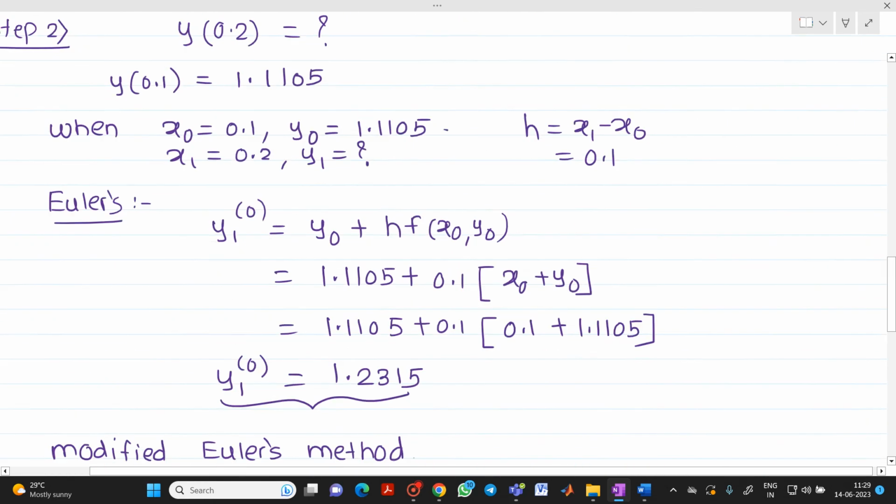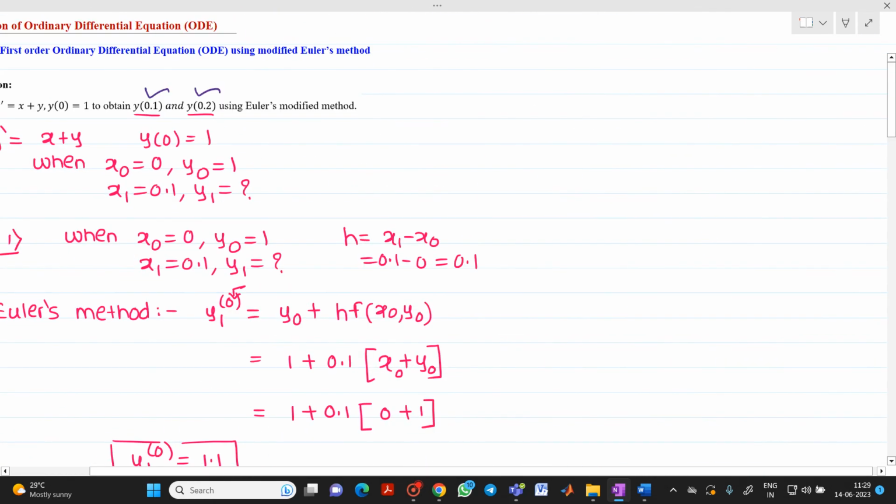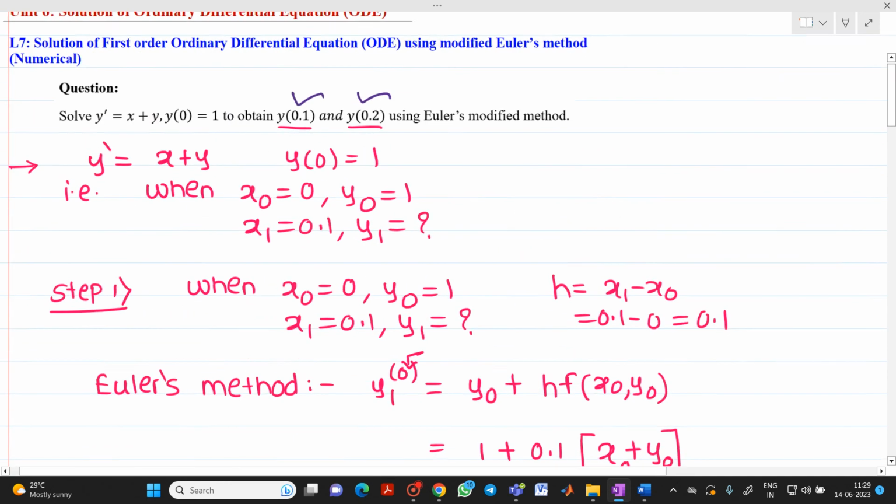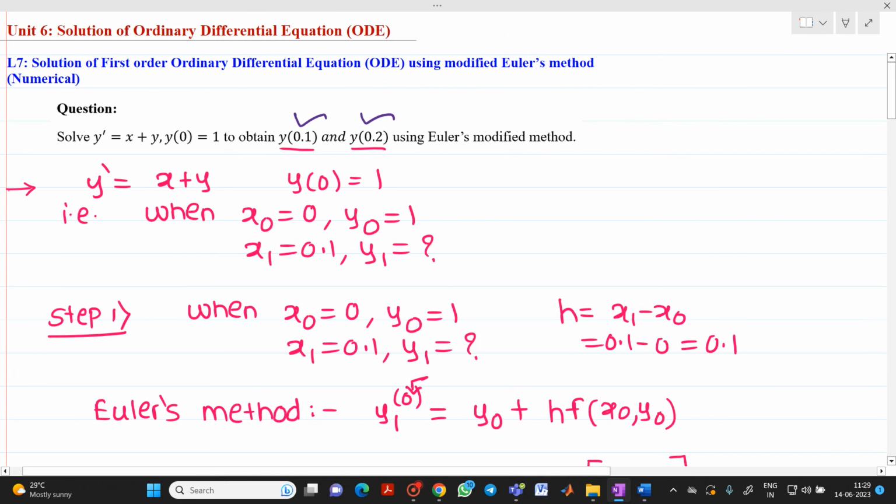I think you understood how to solve a problem by using modified Euler's method. Here we have seen how to use a calculator effectively. It will be very useful to you when you have to complete your paper within 2 or 3 hours. Definitely these calculator tricks will be useful.